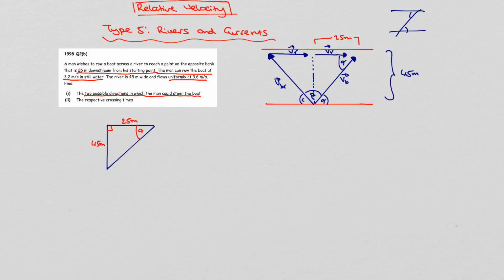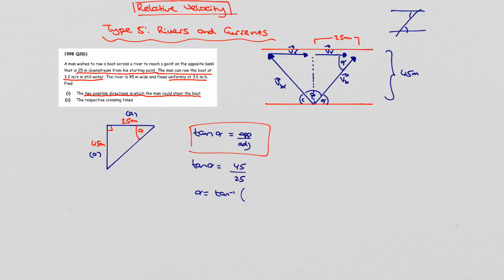It's 45 metres. So if I mark in on my diagram opposite and adjacent, it's clearly going to be tan alpha equals opposite over adjacent. Therefore, tan alpha is equal to 45 over 25, which means that alpha is equal to tan inverse of 45 over 25, which gives me east 60.95 degrees north.